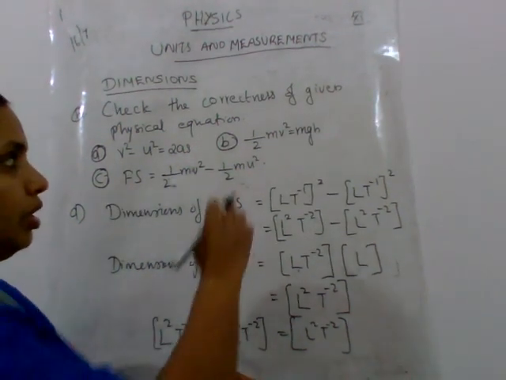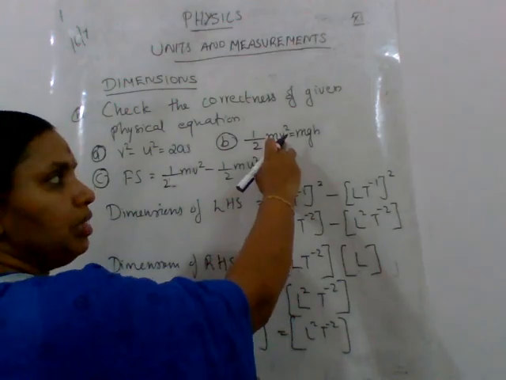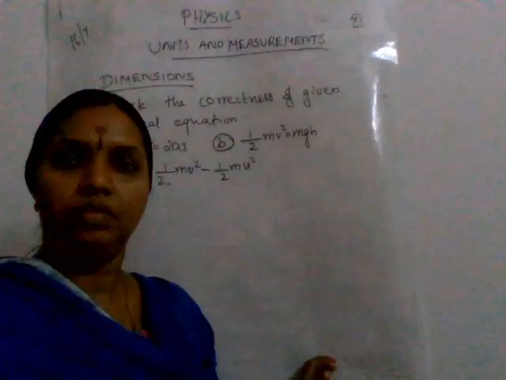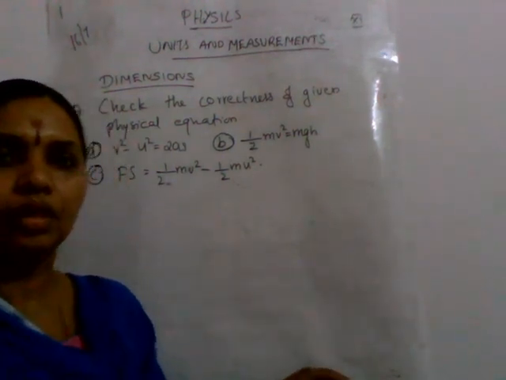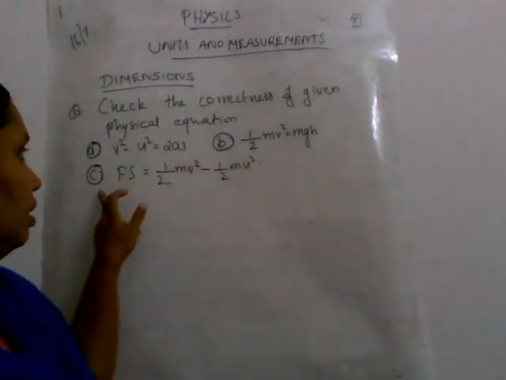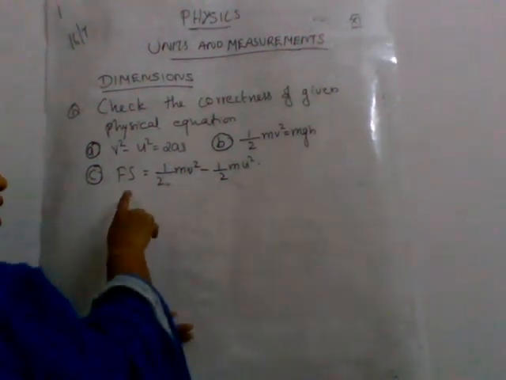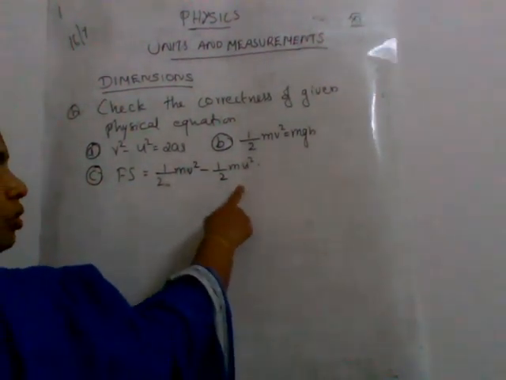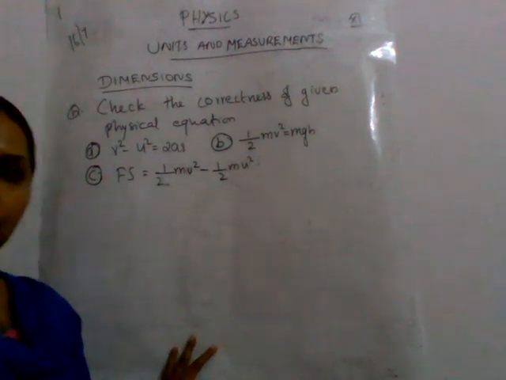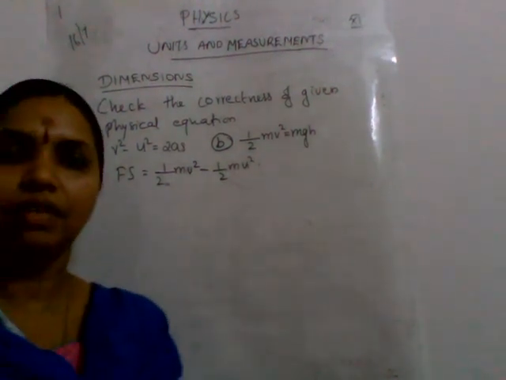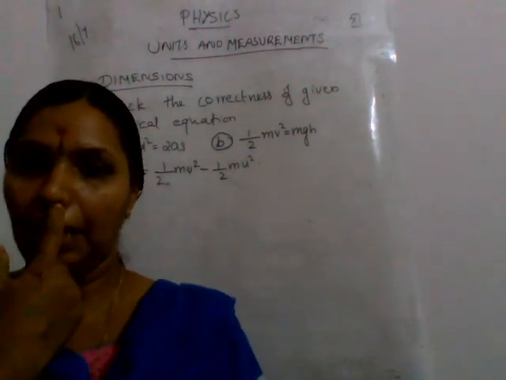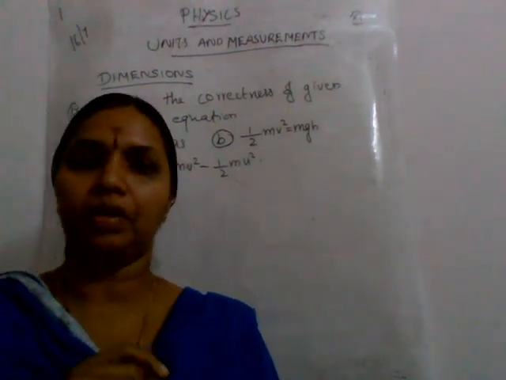So in the same way, find out mv square. Half no need to consider. So the other two, B and C: half mv square is equal to mgh, and Fs is equal to half mv square minus half mu square. You try to do it yourself. Show that both side dimensions are the same.